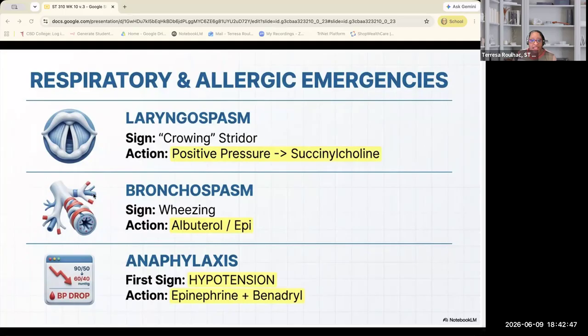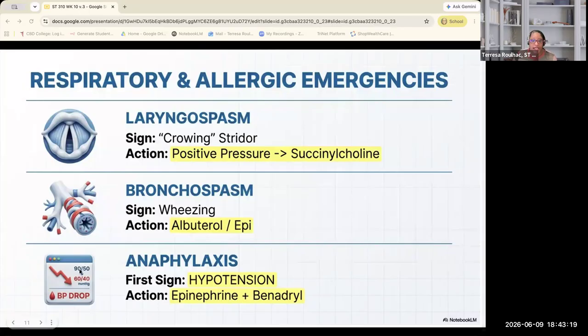Then we have a bronchospasm, which is the next one. Unlike laryngospasm, the problem is not the vocal cords. The bronchi inside the lungs constrict, making it difficult to move air. And this one, you'll hear more of a wheezing. When you see wheezing, think narrowed airway, medication that helps open them, such as albuterol.